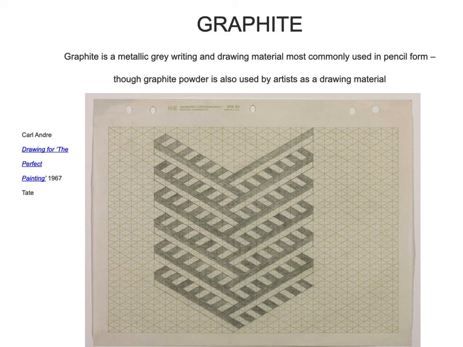It has a greasy texture and a dull, metallic, grey colour. Graphite is a stable and permanent material, but can be easily removed using an eraser. Graphite is also soft and brittle. Unless being used as a drawing material in powder form, it does require some form of protective casing.